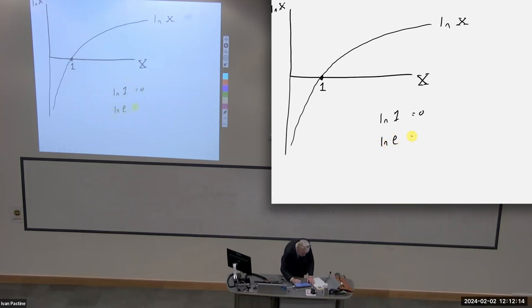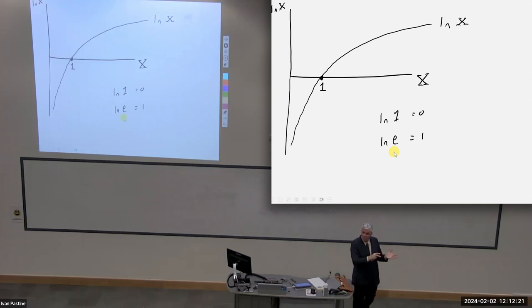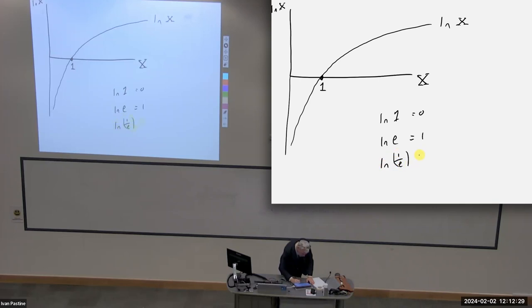Ln of e is equal to 1, because you need to multiply 1 by this special number e once to get e. Okay. And ln of 1 over e is equal to negative 1. That is, if we think about how many times we need to multiply it by e, we need to multiply it negative 1 times. That is, divide it by e in order to get that number 1 over e. Okay. So which is why it's negative to the left of 1. Okay.